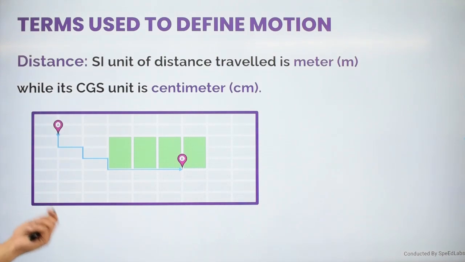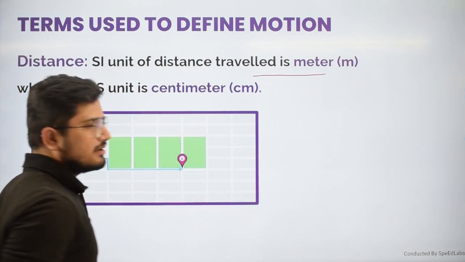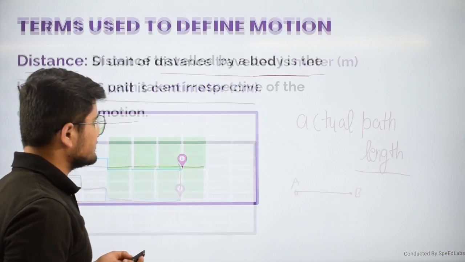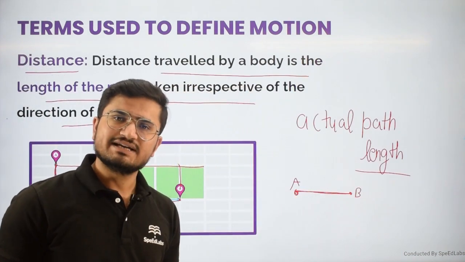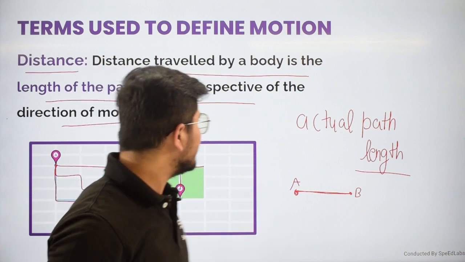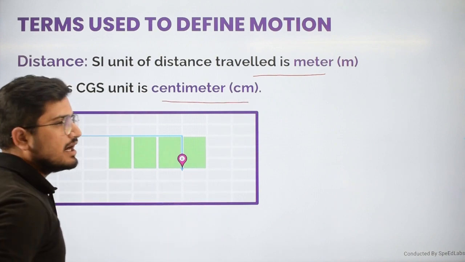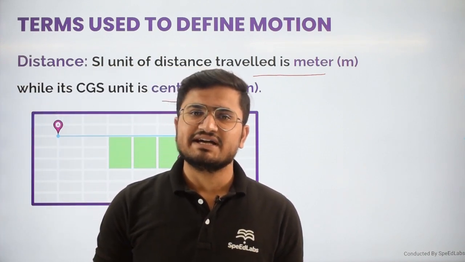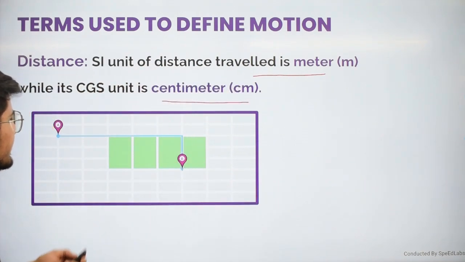Now talking about its unit, the SI unit of distance traveled is meter. How is it meter? Have a look. Here, this AB is a length. So yes, the SI unit is meter. Talking about CGS, that is centimeter. I hope you all study the different systems of units, MKS, CGS and FPS. So in CGS, the unit is centimeter.